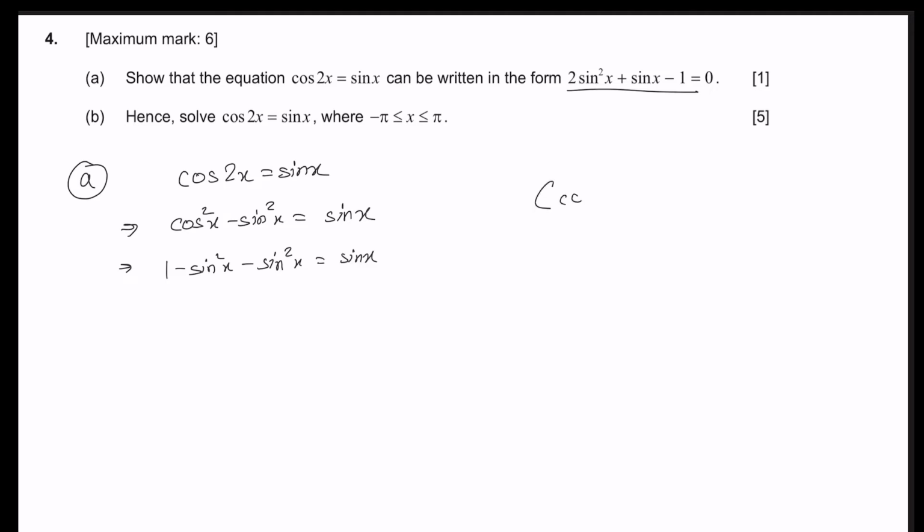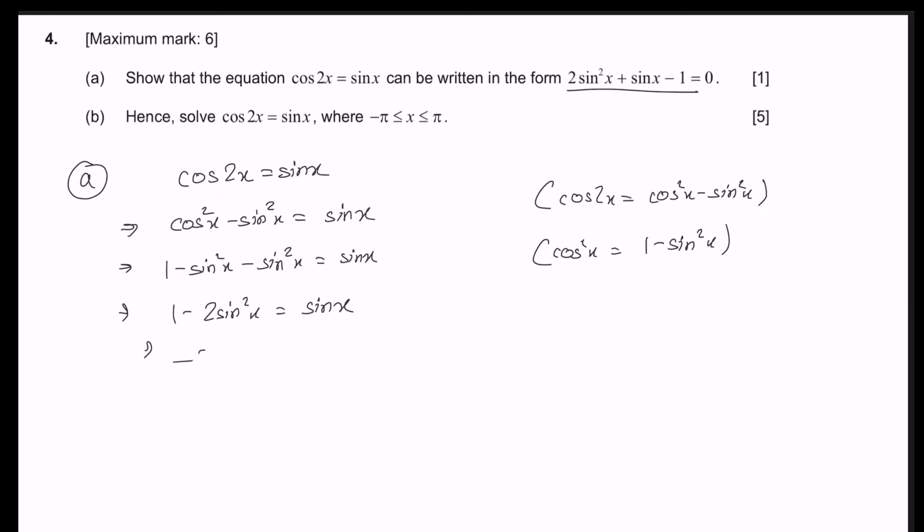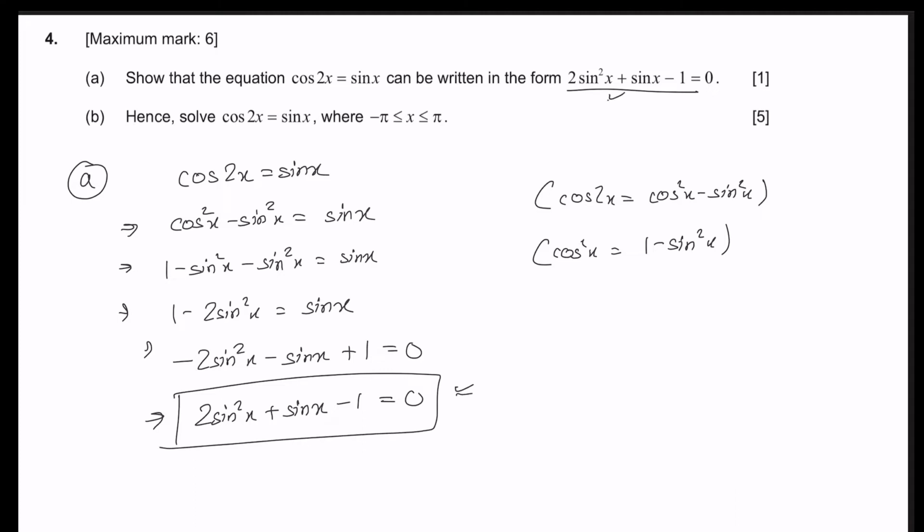I'll just write here the formula used. Cos square x can be written as 1 minus sin square x. So 1 minus 2 sin square x equals sin x. If I take sin x here, minus 2 sin square x minus sin x plus 1 equals 0. Multiply both sides with negative 1, we'll get 2 sin square x plus sin x minus 1 equals 0. So we see that this expression is the same as this expression, therefore we have proved it.